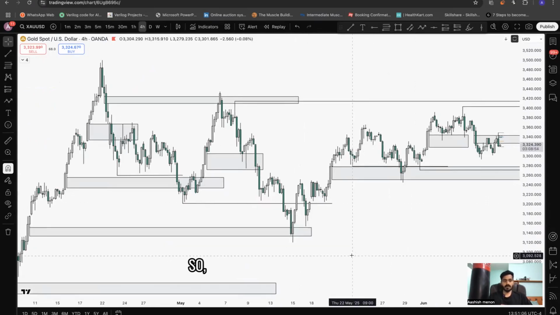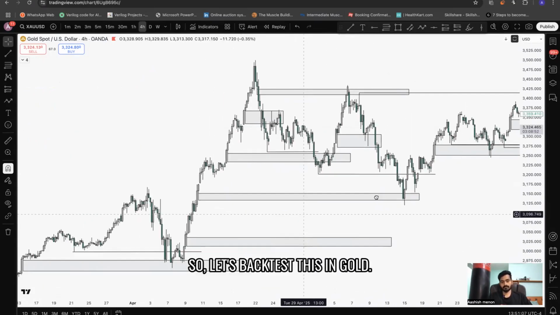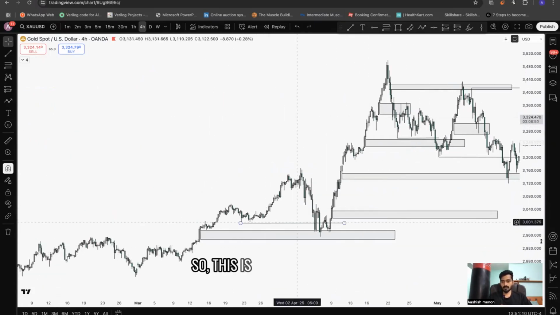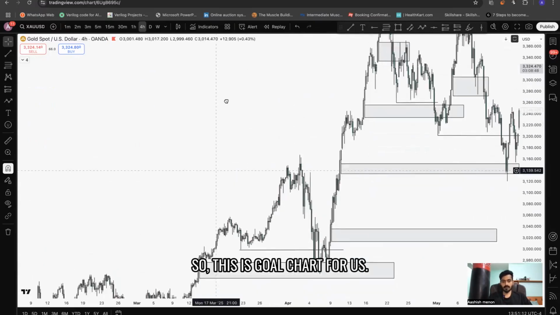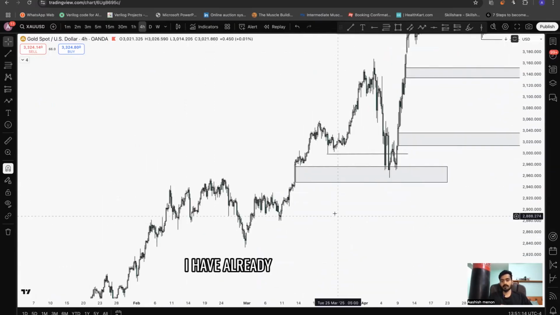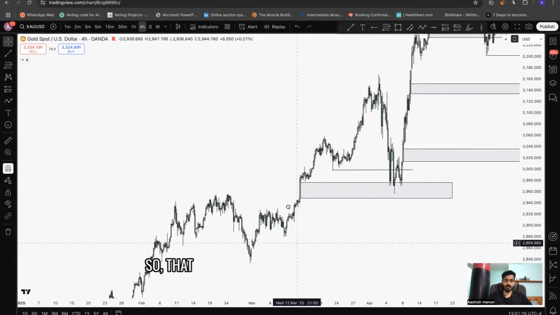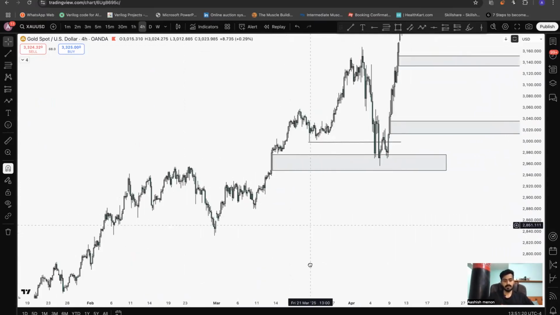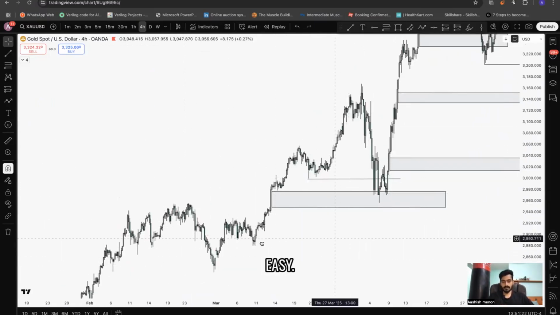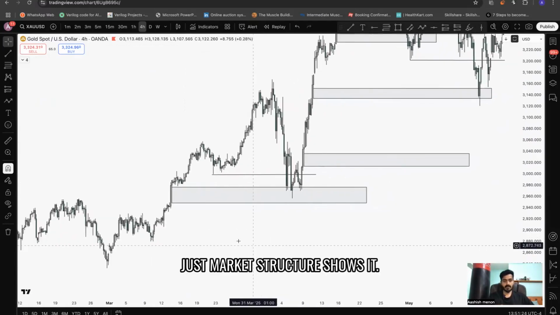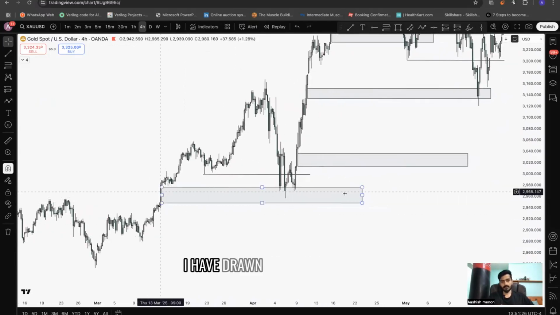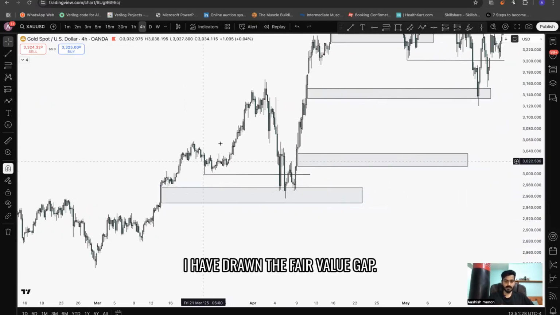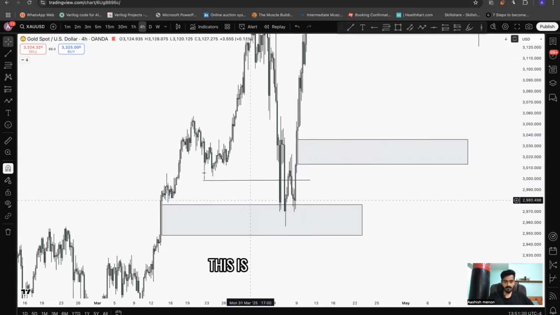So let's backtest this in gold. This is the gold chart, 4 hours. I have already plotted all of it, so that will be easier for us to stream through. This is in a bullish trend, right? Easy. Just market structure shows it. This is a fair value gap. I've drawn the fair value gap. Market kept going up. This is a peak rejection.